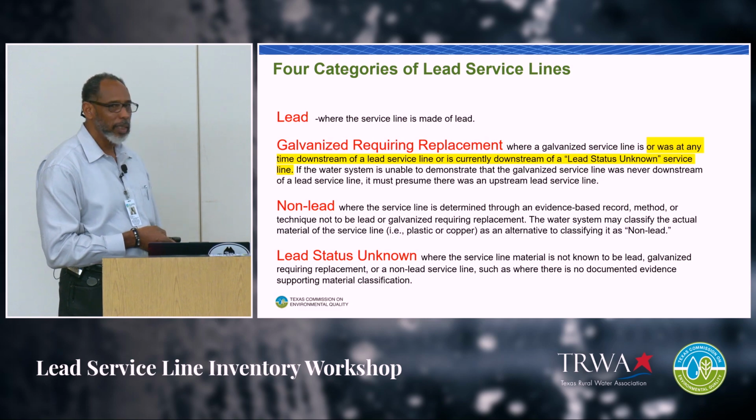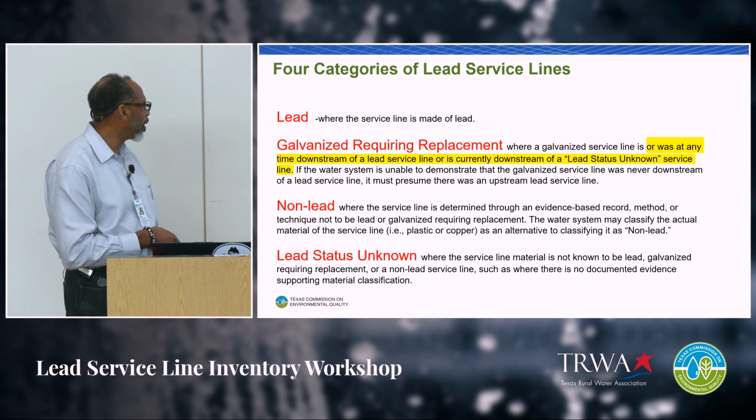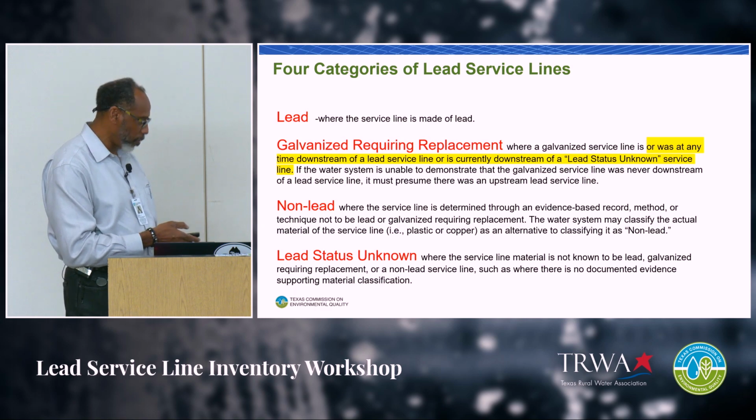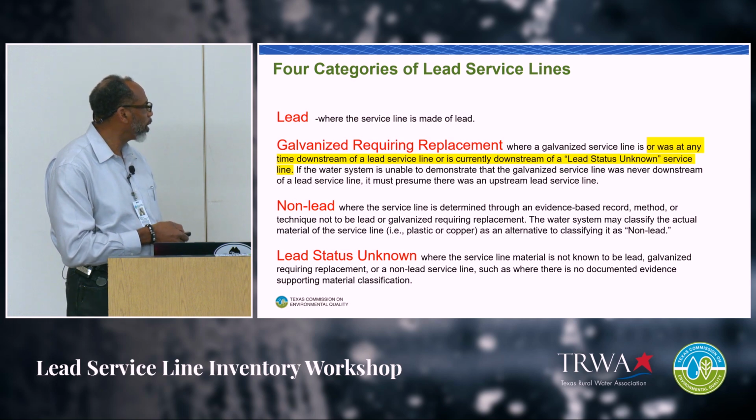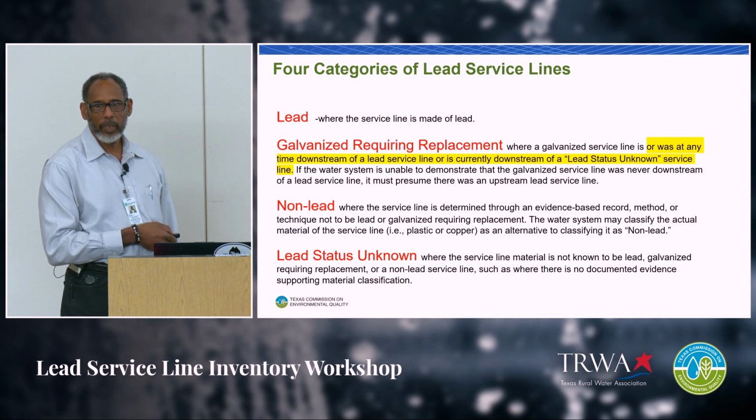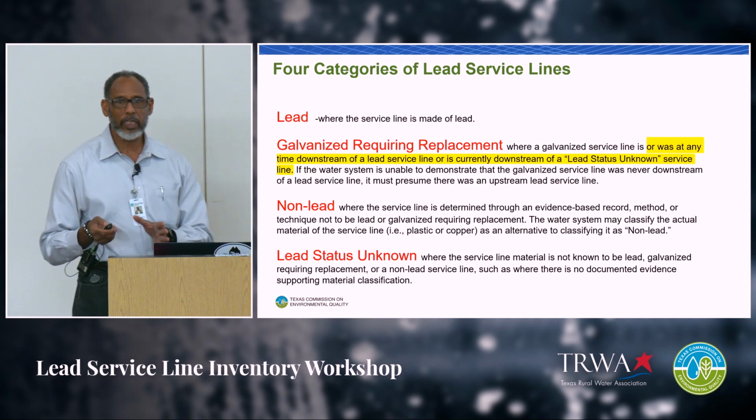Non-lead, that's the easy one, primarily PVC in Texas. And then lead status unknown. So again, it is okay. If you don't know whether it's not 1, 2, or 3, then you can put unknown. Later on, after you submit your inventory, that's going to lead you to a replacement plan. That's where you can go back and get more information as to identify what these unknowns are. So during your replacement plan, you will identify physically some sort of confirming way that that is what the pipe material is for that particular unknown.